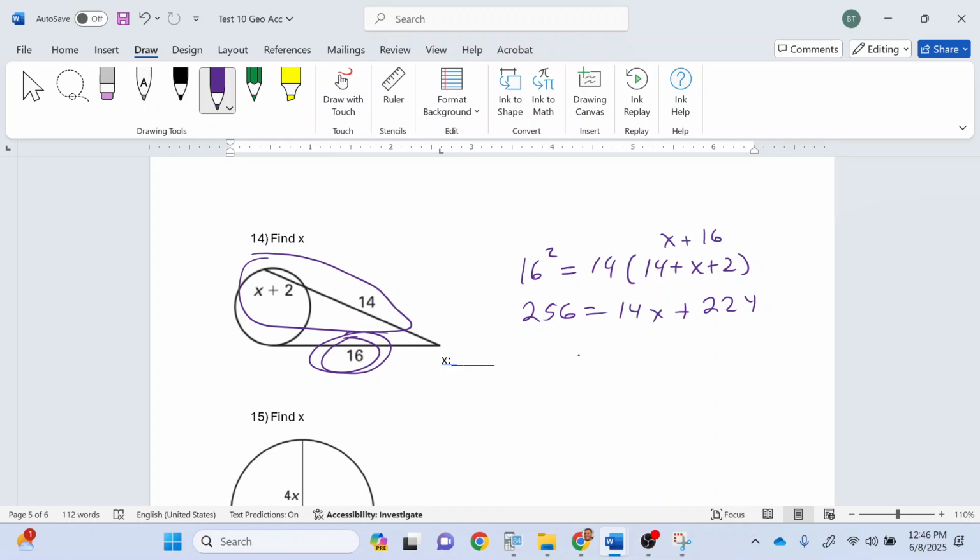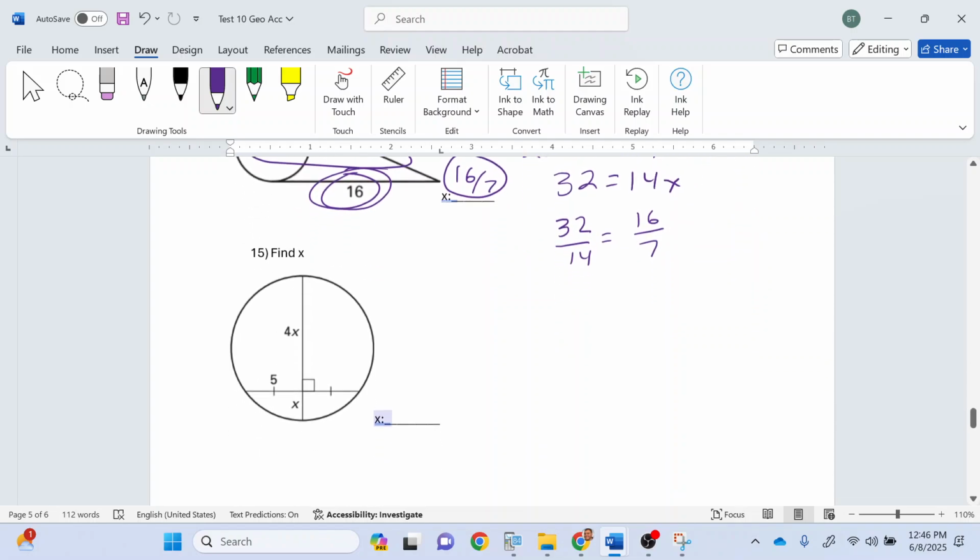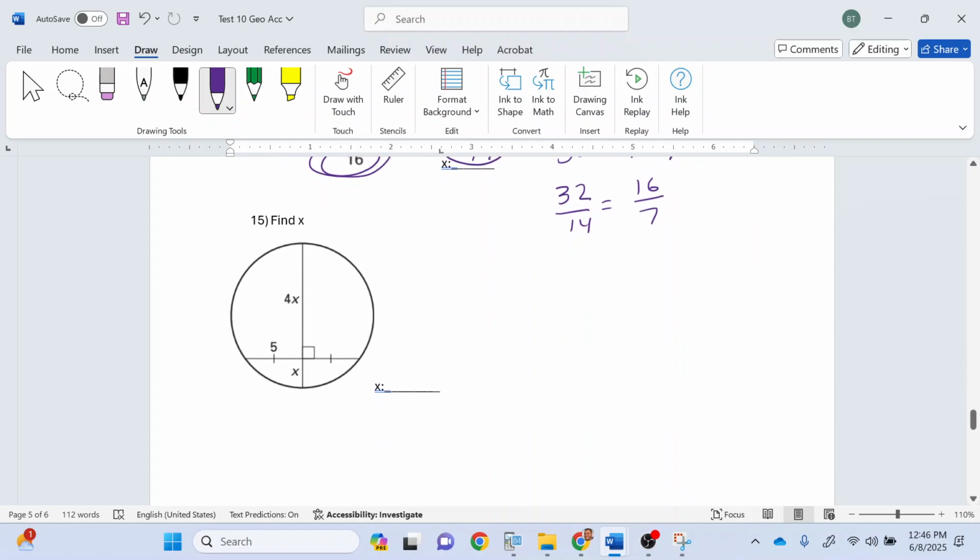Subtract 256 from 224. And if I remember, this one is a decimal, 32. Yeah, it's a decimal. 32 divided by 14, x divided by 14, it'll be 32 over 14, which we could simplify to 16 over 7. So 16 over 7, or whatever decimal that is, which would be like 2 point something.